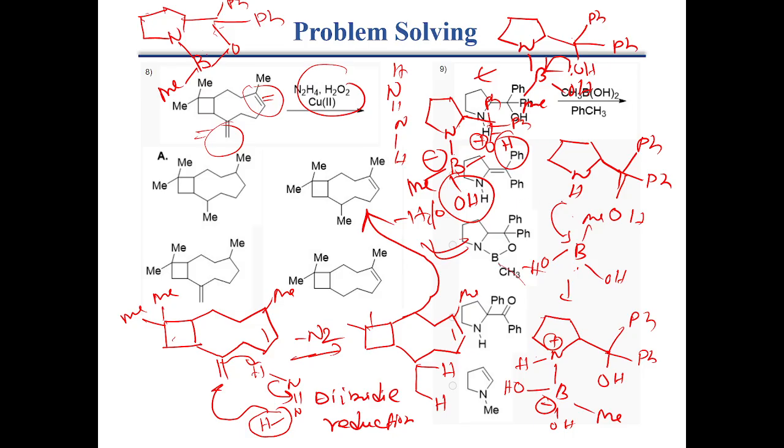So under this kind of amino alcohol and boron, this kind of Corey-Bakshi-Shibata active catalyst could be formed. So the right answer is this one.